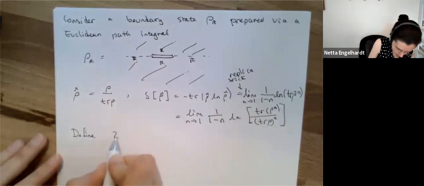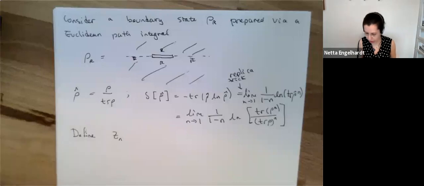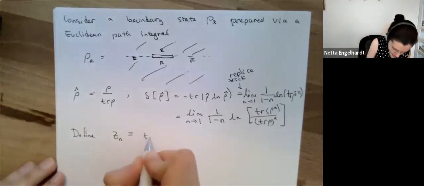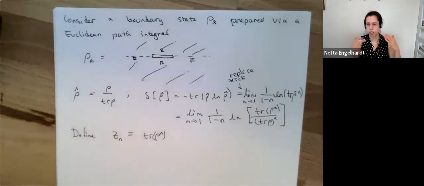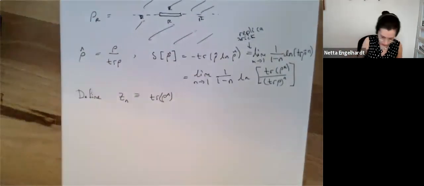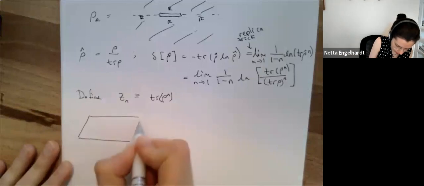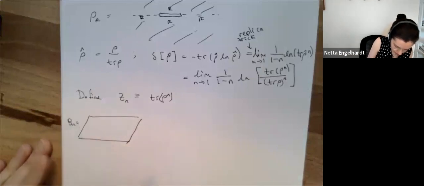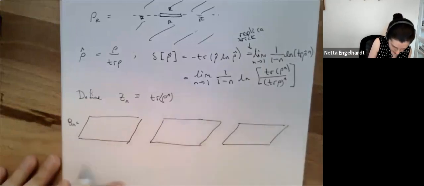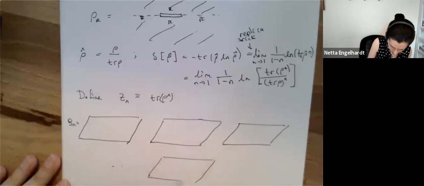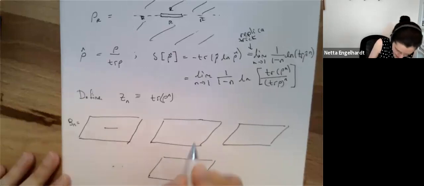We define this sort of replicated partition function Z sub n, trace rho to the n. And pictorially, this is a partition function on n copies of this boundary geometry that is cut and identified. So I'm going to draw a picture for that. This is a partition function on this boundary geometry, which I'll call B sub n. Draw multiple copies of it. And here we have our cut R.